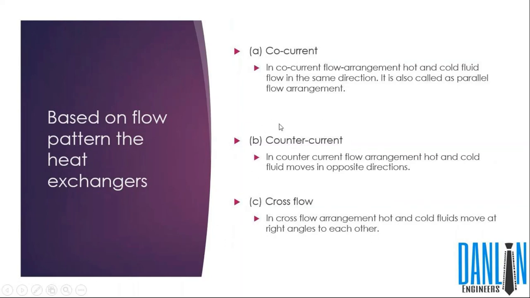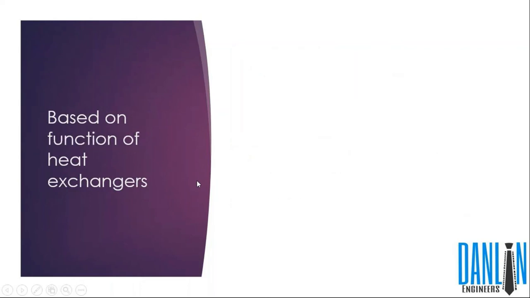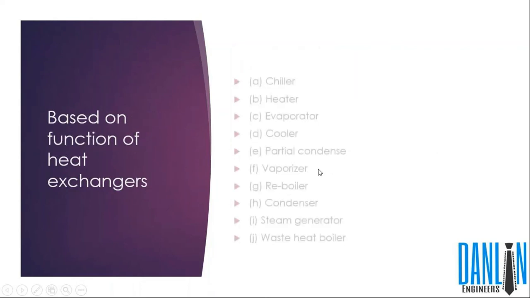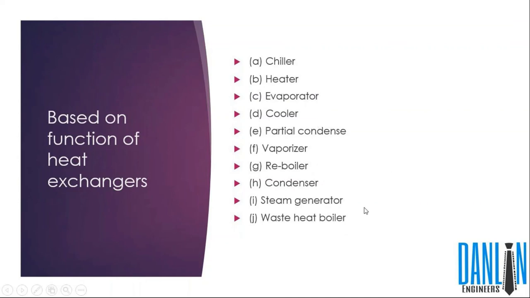The arrangement of the tubes inside the exchanger. These are the three methods, the arrangement based on the flow pattern. Also the exchanger can be classified as co-current flow, counter current or cross flow, like that we can tell based on the flow. The exchanger may also be classified based on function. That is the naming we already know.